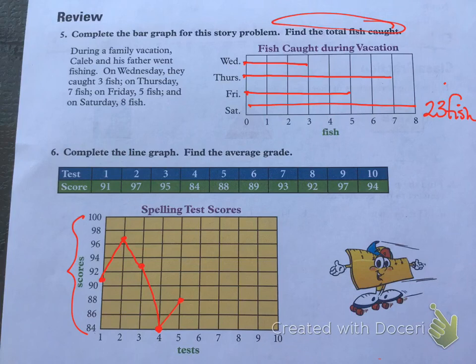Test 6, 89. So I go over to test 6, stay on that line and follow it up to 89. 89 is between 88 and 90. Test 7 is 93. So I go all the way over to test 7. I follow that line and I'm going to put a 93 between 92 and 94. Test 8, he actually got a 92 on. So I'm going to stay on the line on test 8 and all the way up to the 92 line right there. Plot it and connect.